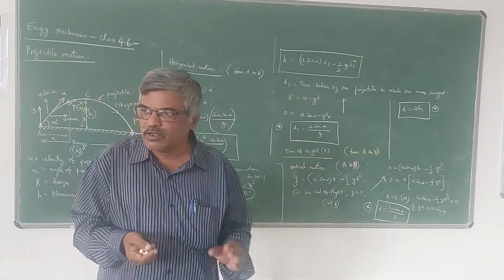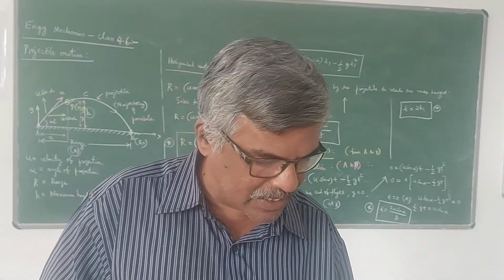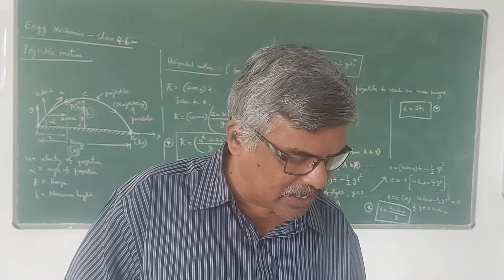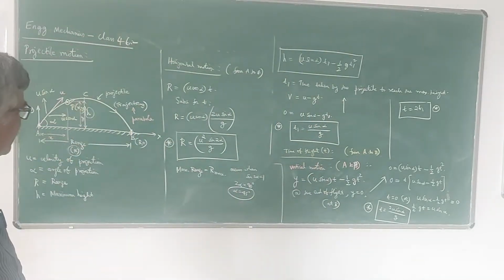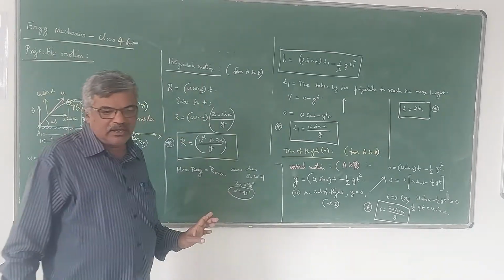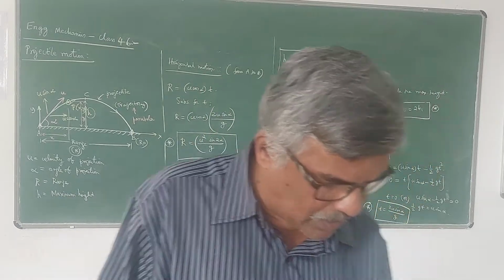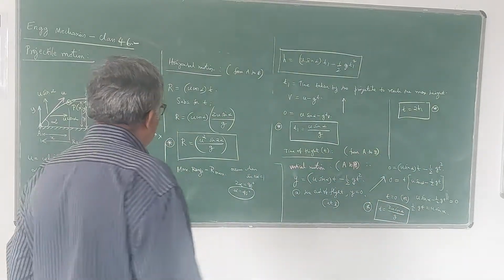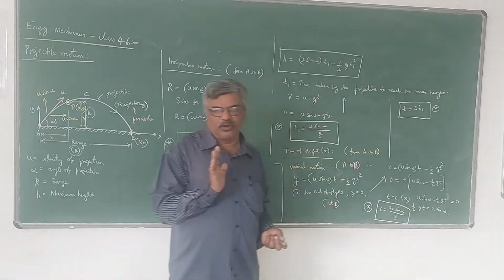So when you project the projectile at an angle of 45 degrees to the plane of projection, then you will be having the maximum value of range, or it is called as maximum range. So these are the expressions you can derive for a projectile motion.